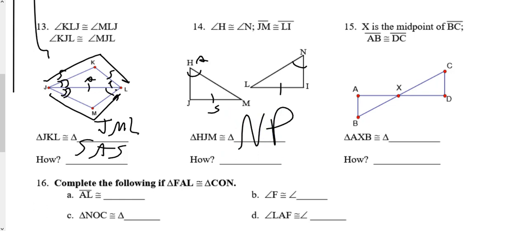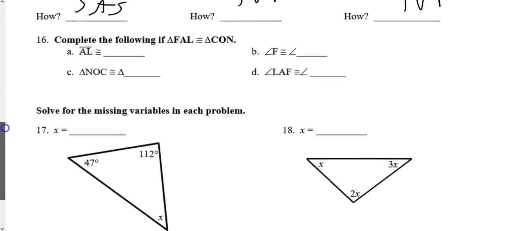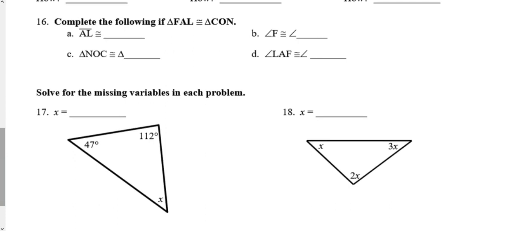X is the midpoint of BC. AB equals DC. It's congruent. And we have vertical angles. So we have an angle, and then a side, and then a side. Not possible.